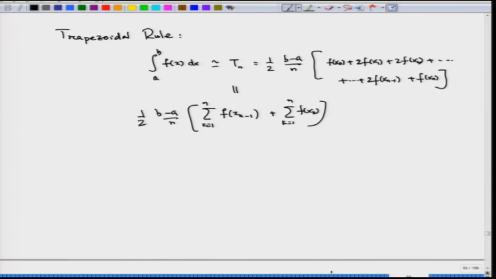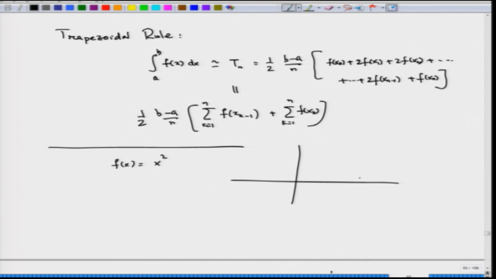Let us try to find some example of the trapezoidal rule. Let us compute a simple case to demonstrate, f of x equal to x square, where we are interested in the interval from 1 to 2.